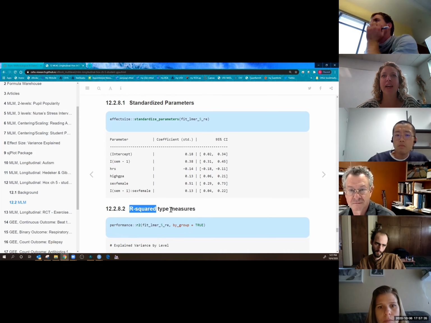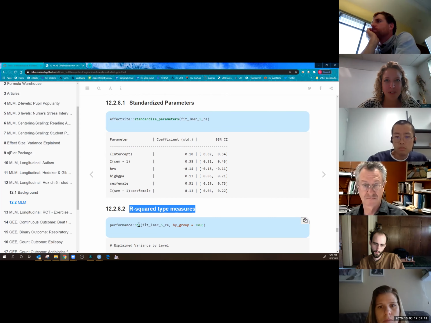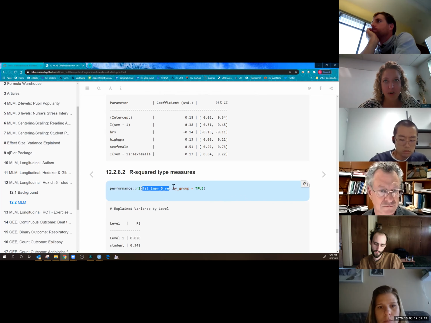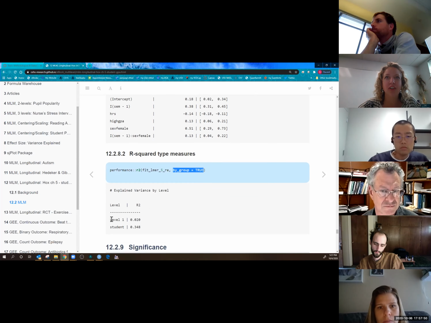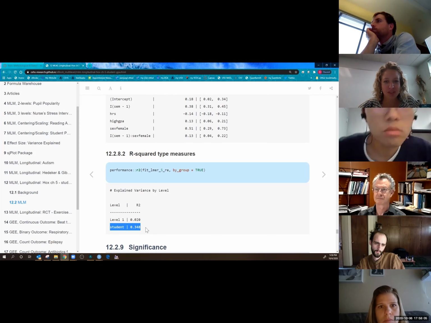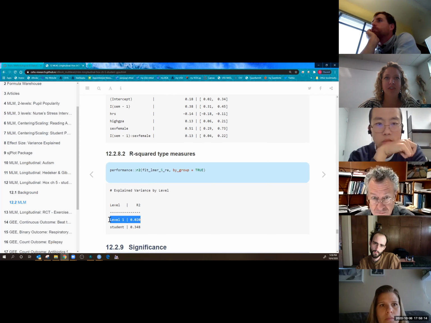Now, if you want R, the program, to calculate your R-squared values, you can use the performance package to do that. If you just give it the model, it will only give you one number. If you add by_group equals true, it will give you the proportion of variance explained at level 1. And it doesn't say level 2, it actually names what those levels are. Those are students. So 35% of the variance between students is explained by this model, but only 2% of the variance between observations within a student is explained.